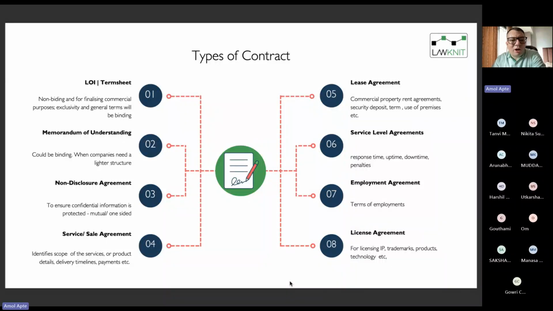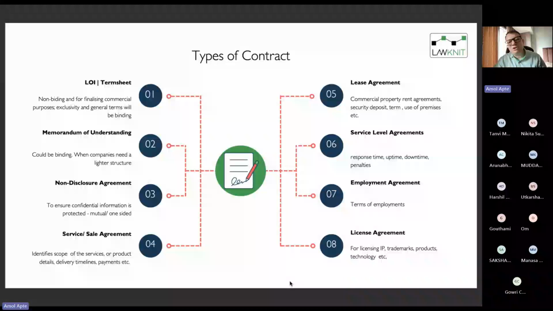The second one is memorandum of understanding, slightly similar to letter of intent. However, it just captures the understanding that the parties have entered into. It could be binding in nature. It may not be binding in nature. It could be just an umbrella document which defines the intent of the parties on how the commercial arrangement is going to be governed, and a lighter structure, not very technical in nature. If the parties want that, then the memorandum of understanding is signed.